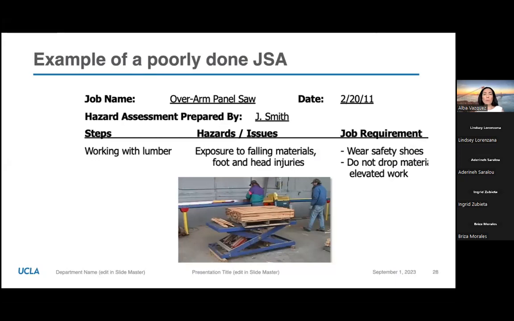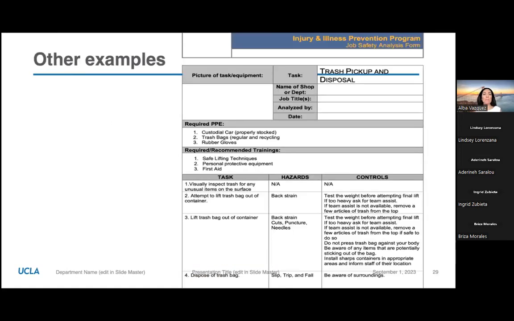So when we talk about poorly done JSAs, we have a hazard assessment that says steps: working with lumber, and it's just one big lump of hazards: exposure to falling materials, foot and head injuries, job requirement, wear safety shoes, do not drop materials. So that is not breaking it down into steps 1 through 10, associating a hazard to each of these steps, and then saying how you're going to control it. So what happens when you do something like this is that you miss a lot of the hazards, and you miss a lot of the analysis that will give you information as to the controls that you need to put in place. So I like this other example for trash pickup and disposal.